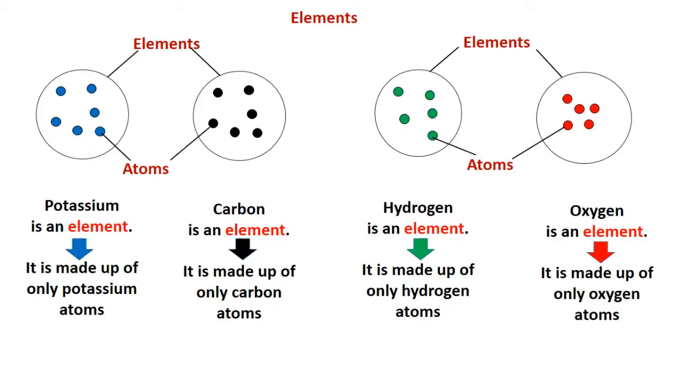Carbon is also an element. What I've done is to use black circles inside it. Why? Because it is made up of only carbon atoms, and it's only one type of atom. Same goes for hydrogen, same goes for oxygen.